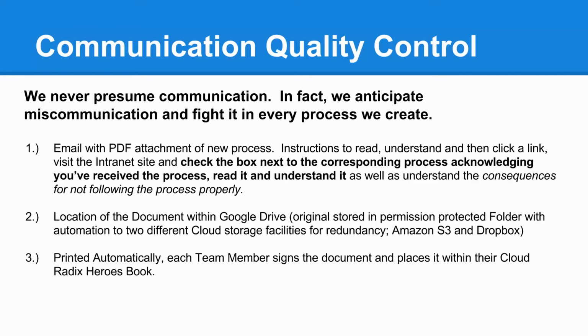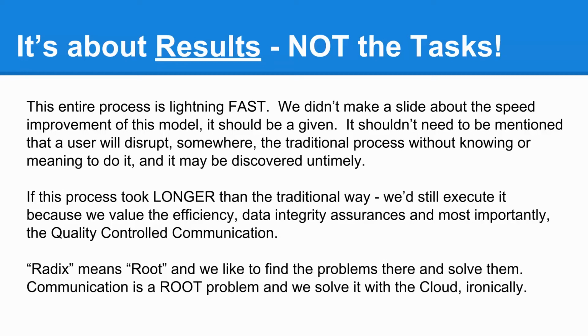We're also going to get some communication quality control. Instead of being traditional, we're going to execute the communication this way. There are 3 attempts at making sure that it is done correctly and communicated properly such that they understand it. And beyond that, they have to actually go and check a box online that they understand it. They have to sign the document before they put it into their CloudRadix Heroes book.